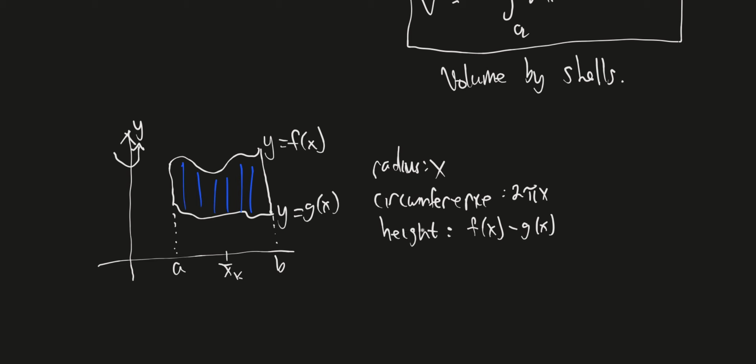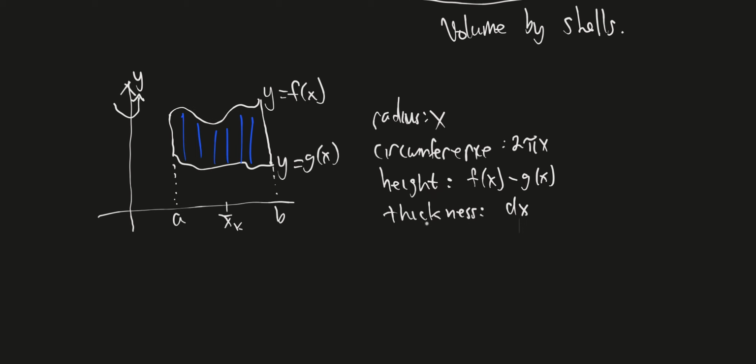And then your thickness is still the delta x, which is going to become your dx. So I'll just write it like this. The thickness is your dx, which is really, really small. In fact, it's infinitesimally small.